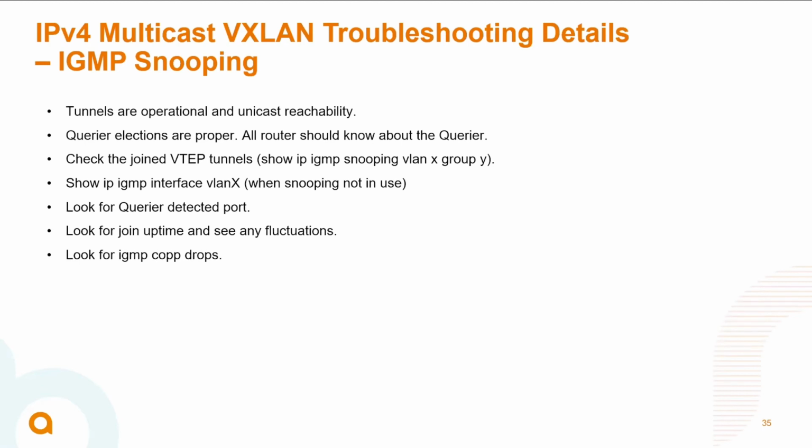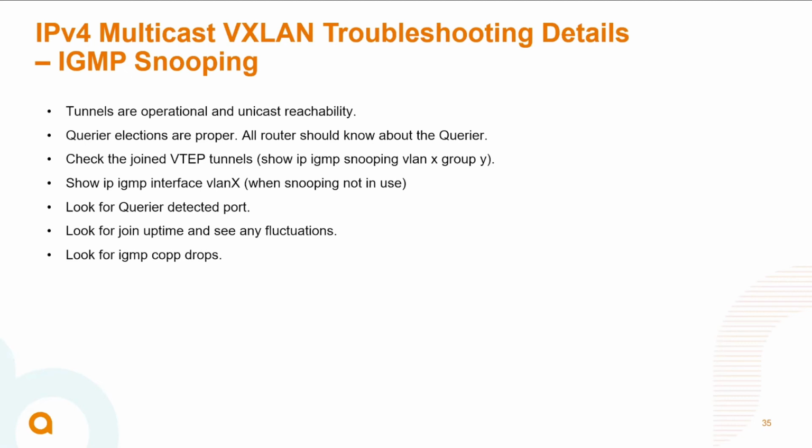This is very important. If on a scale setup you are seeing a lot of IGMP reports coming and the COPP is dropping them, you are bound to see issues with those ports, because the joins are missed.